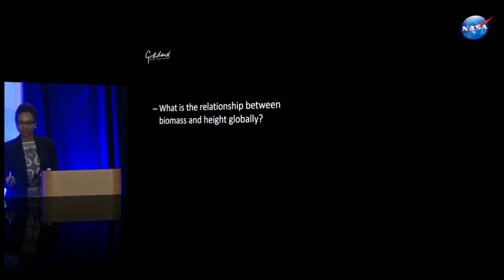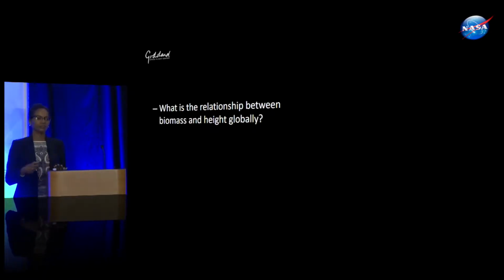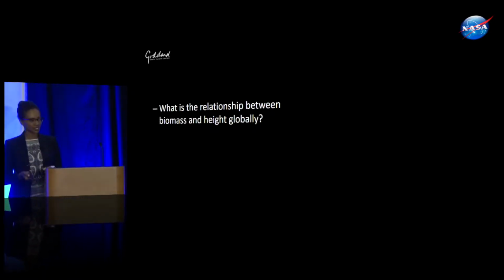All right, so now that we have this global data set and we have this map, this allows us to ask some questions on what the different drivers are and what the different structures are around the world. So the first thing we wanted to get from the height map is global above ground biomass. As I mentioned, we had field data from 330 plots around the world. So the first question we asked is, what is the relationship between biomass and height globally?